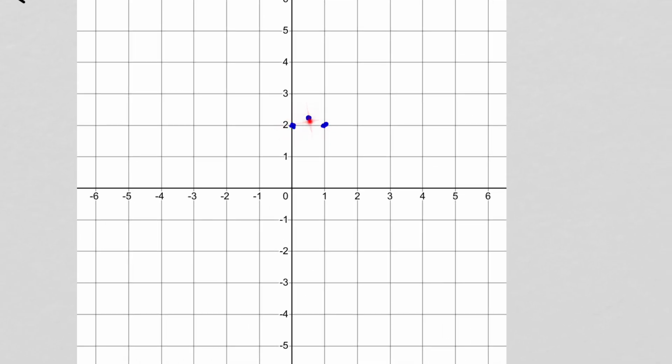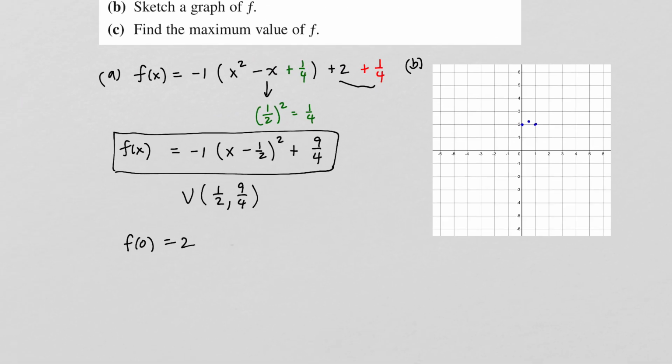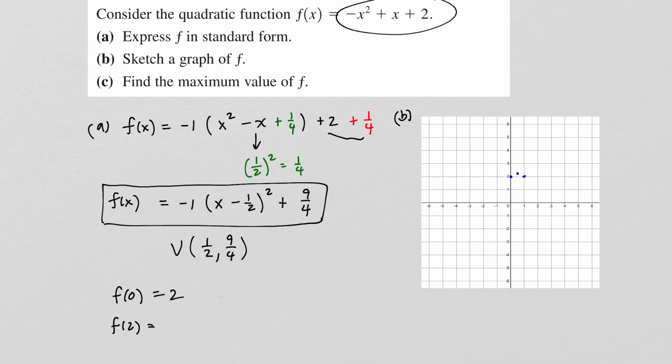Now, if you zoom in on this, this is not really a great picture, right? Because these points are really close together. So in this case, I might plug in a couple of additional points. Let me plug in x equals 2 and x equals -1. So f of 2, if we plug that into the original, we're going to have -2 squared plus 2 plus 2. This is going to be -4 plus 4, which is equal to 0. So when I plug in 2, we get 0, and that also means when we plug in -1, we're going to get 0 as well.